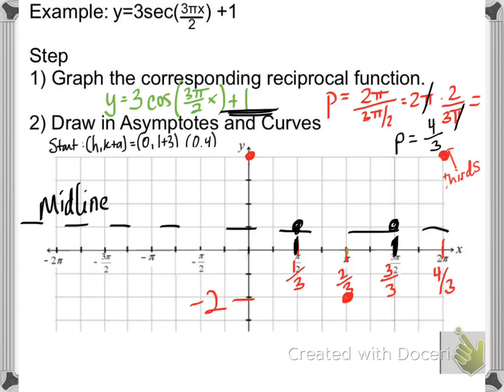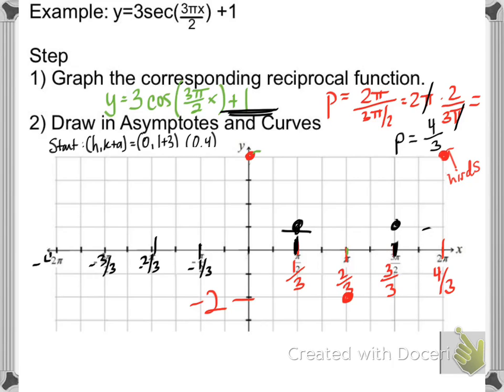So now I've got my 5 key points. I am going to copy and paste these 5 key points to the left. And in order to do that, I have to set up my axes properly again. And then I'm just going to repeat that same period to the left. So I have all my points for cosine.